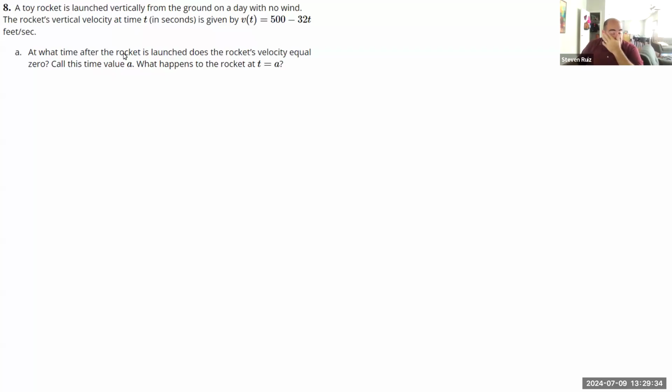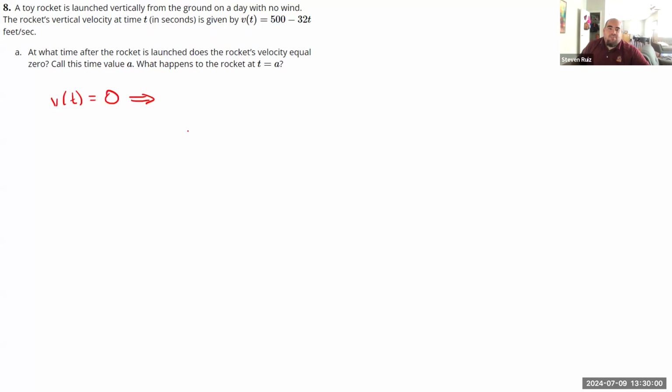All right, so this is section 4.1, exercise 8. We're given a function that models the velocity of a toy rocket fired vertically from the ground on a calm day. So we're assuming it's going to fly vertically. At what time after the rocket is launched does the rocket's velocity equal 0? So we're going to call that time A. So we're given a velocity function, and we want to know where that equals 0.